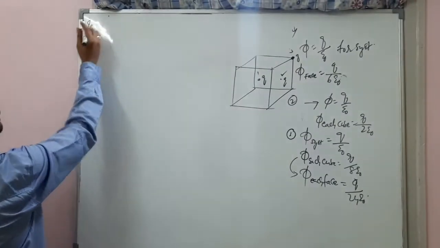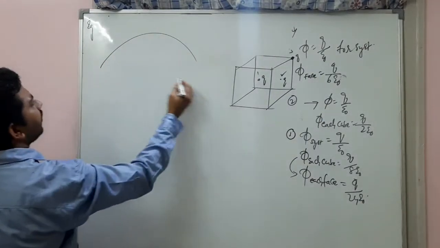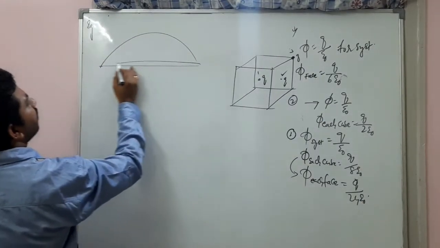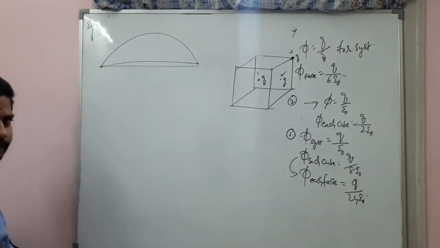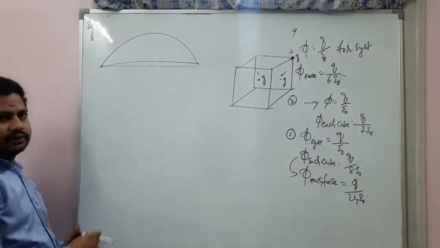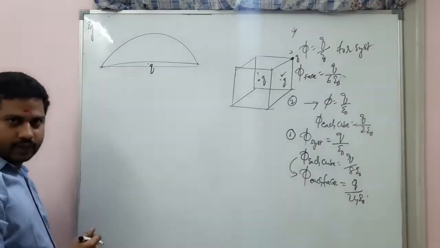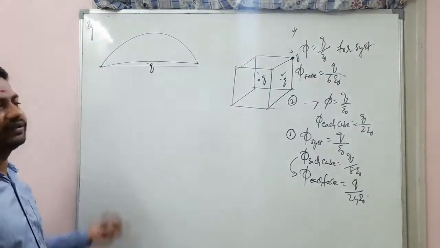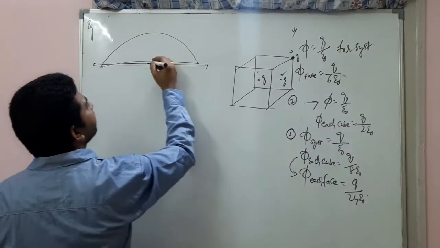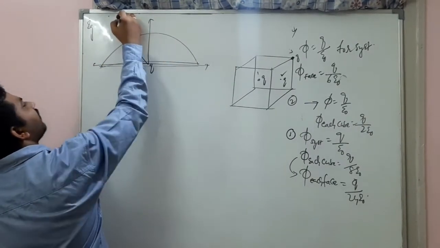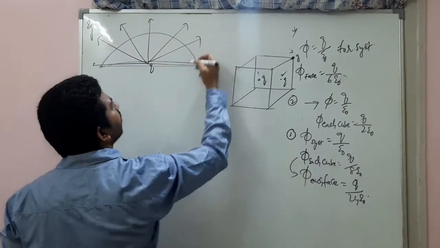So there is another example. These all are the numericals. Another example: there is a hemispherical body like this. We are not keeping a charge. For example, we are keeping a charge Q here. How will the electric field lines pass through this? The electric field lines will pass in all directions in this way.